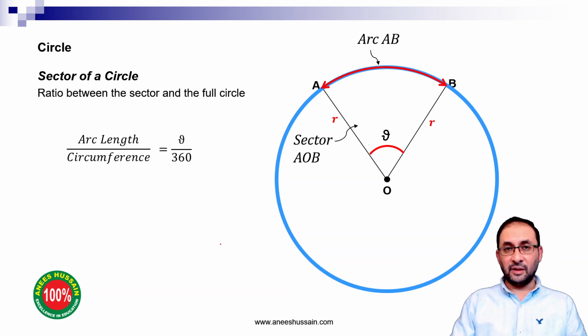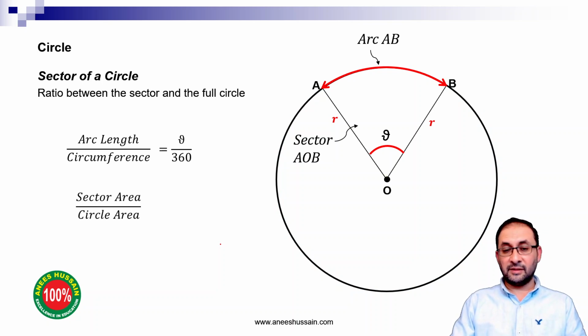Similarly, the ratio between the sector area, which is the area of the sector AOB marked in yellow, and the full circle's area, which is the area of the entire circle marked in blue, will also be equal to theta over 360 degrees. So if the question says that the area of a sector is 1 over 5 of the area of the entire circle, then you can conclude that the central angle would also be 1 over 5 of the full angle, or 1 over 5 of 360 degrees.